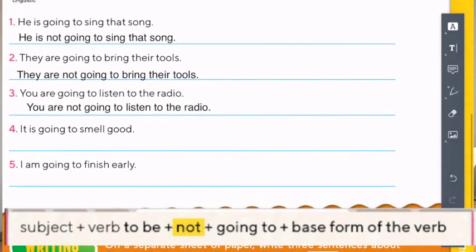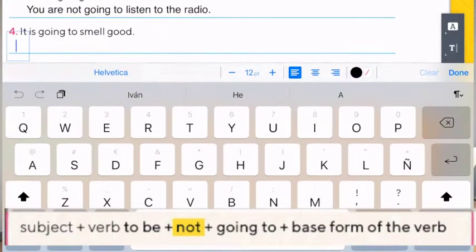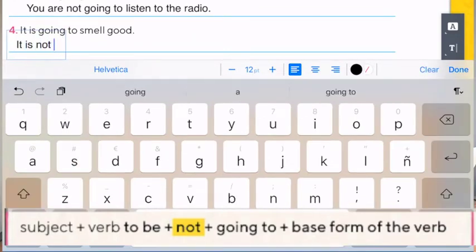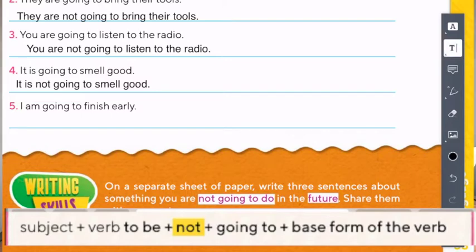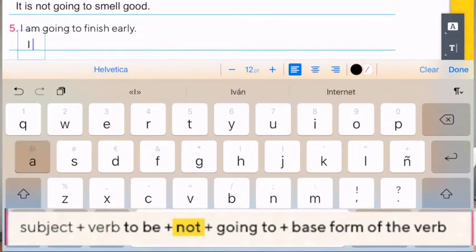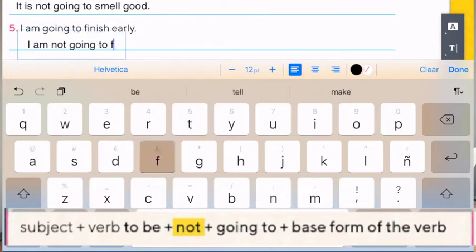Perfect. And number 4. It is going to smell good. What is the verb to be? Is. We are going to add not after the verb to be, so it is not. It is not going to smell good. Nice. And the number 5, I am going to finish early. I am not going to finish early. Correct.